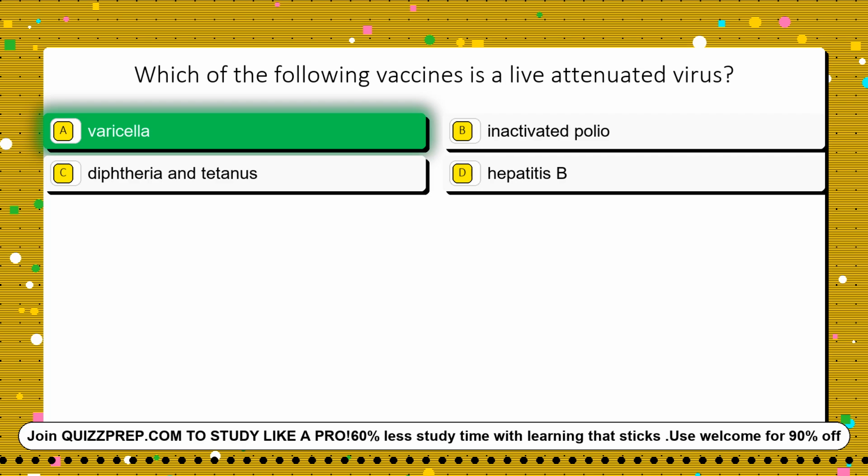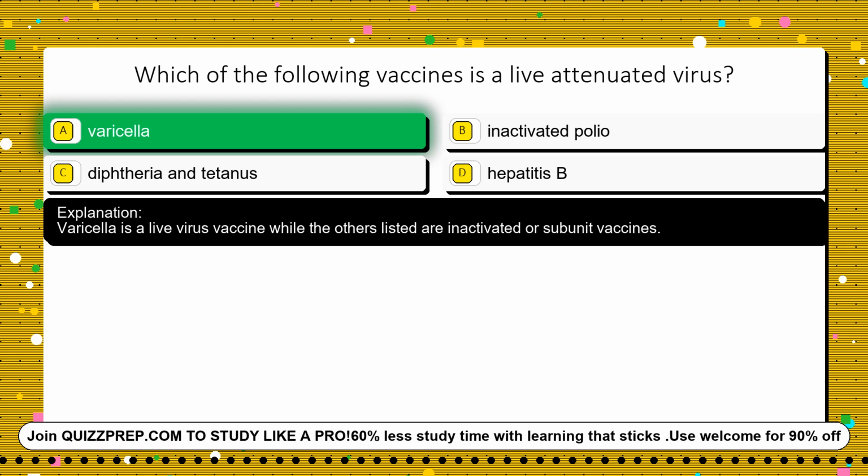The correct answer is option A, varicella. Varicella is a live virus vaccine while the others listed are inactivated or subunit vaccines.